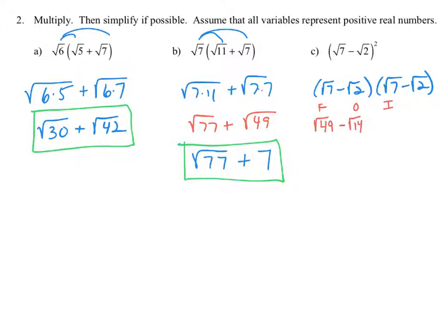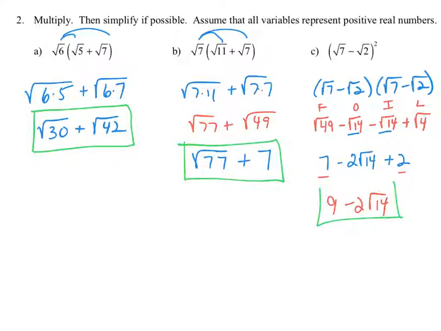The inner is negative square root of 2 times the square root of 7, which is minus the square root of 14. And this last is negative square root of 2 times negative square root of 2, which is going to be a positive square root of 4. So we can simplify and combine like terms here. And we get the square root of 49 is 7. And we have minus 1 square root of 14 minus another square root of 14, so we can write it as minus 2 square root of 14. And plus the square root of 4 is the same thing as plus 2. Now we can combine the constants as like terms to get 9 minus 2 times the square root of 14 as our final answer.